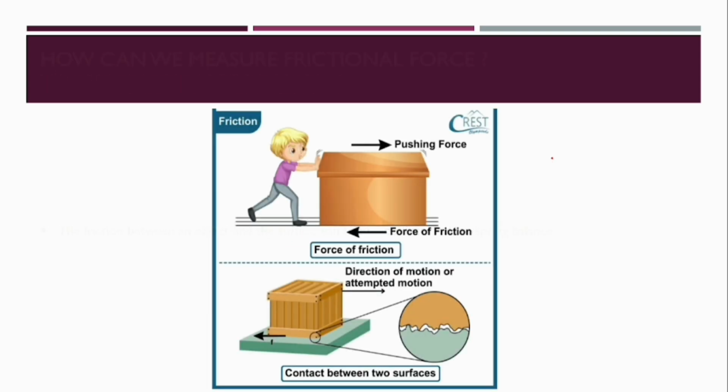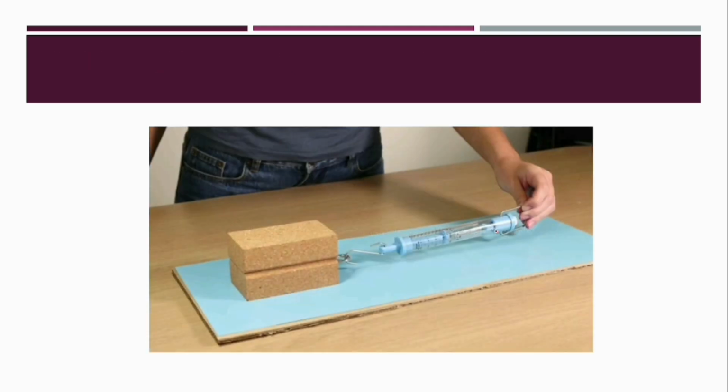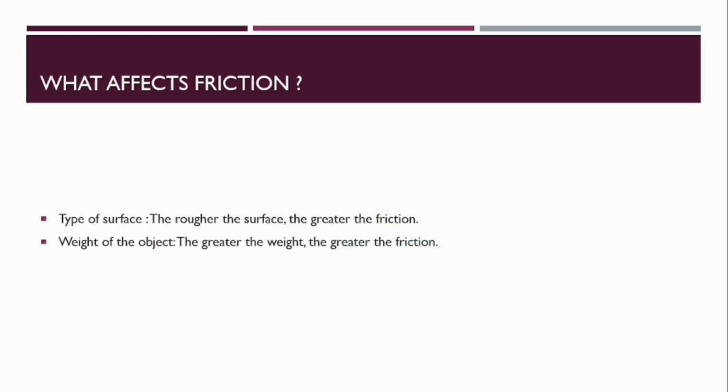Like other forces, it can also be measured by using a spring balance, which is also called a force meter. So this is a spring balance. We can simply calculate the frictional force by using this spring balance. What are the factors on which friction depends? There are two factors on which friction depends: type of surface and the weight of the object.